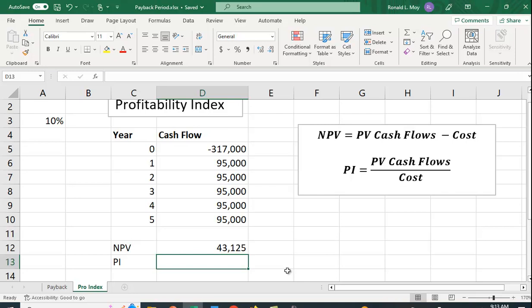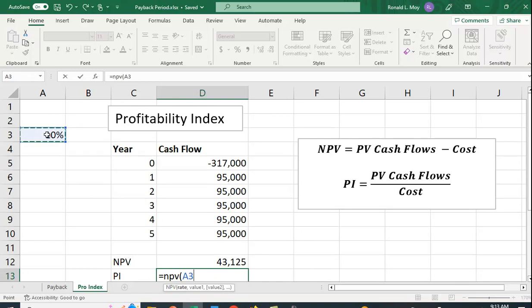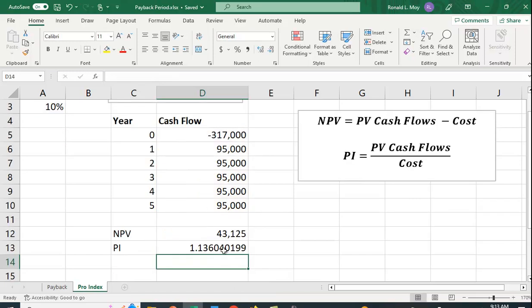Now for the profitability index, again, we can use the NPV function to get the present value of the cash flows. And then we're going to divide it by the absolute value of the cost. We want it to be a positive number, so we can use the ABS function, or we could just put a negative number in there. And what do we get? We get 1.14. Let me just reduce the number of decimal places here.